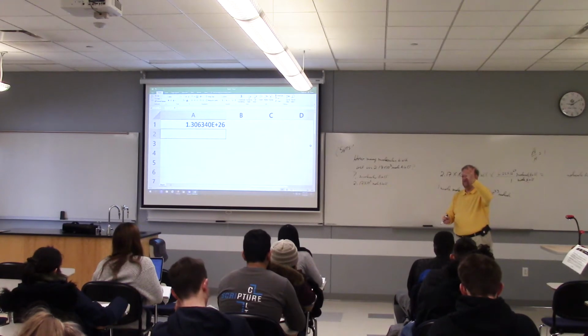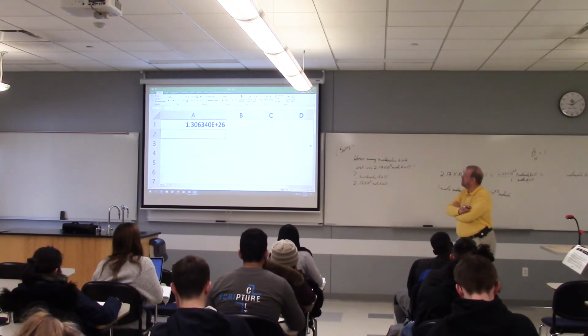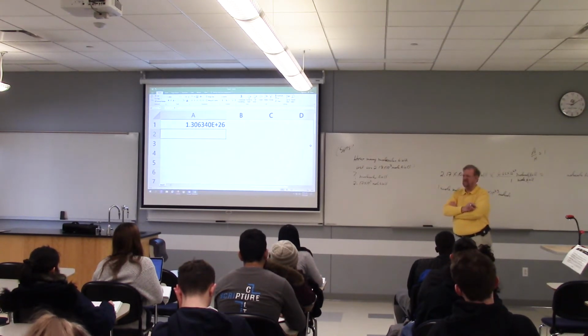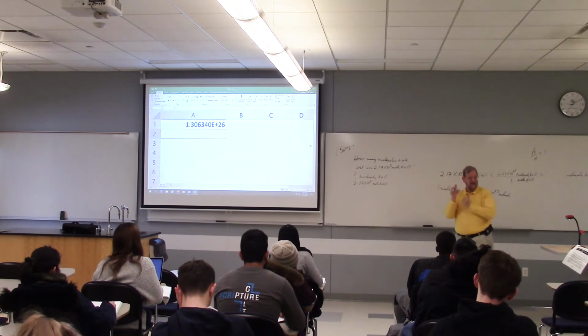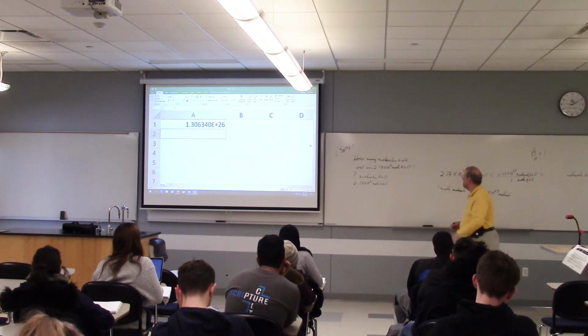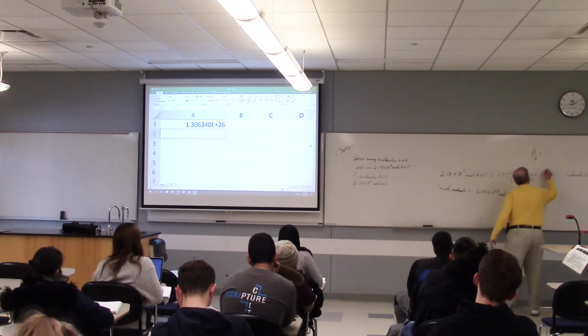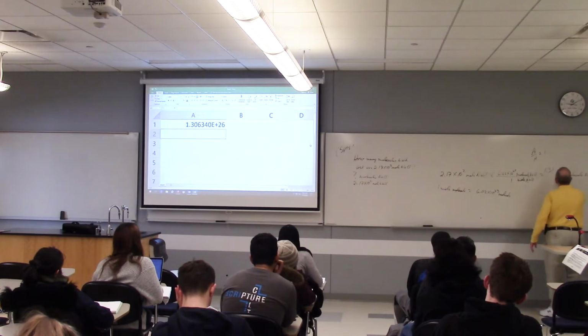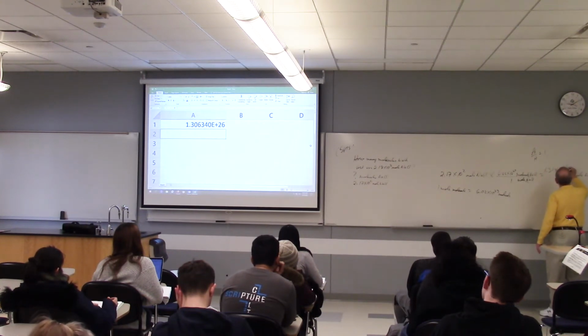Time's up. Keep the 1, keep the 3, keep the 0. Use the 6 to round off. Is that 4 or less, or 5 or higher? 5 or higher. So I drop that and everything else, change the 0 to 1. So that'd be 3.31 times 10 to the 26.